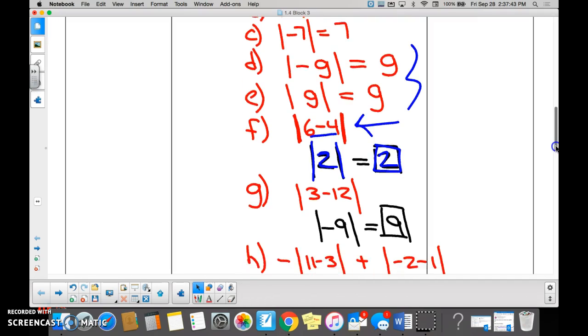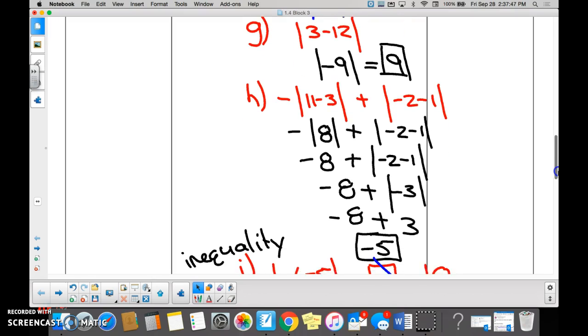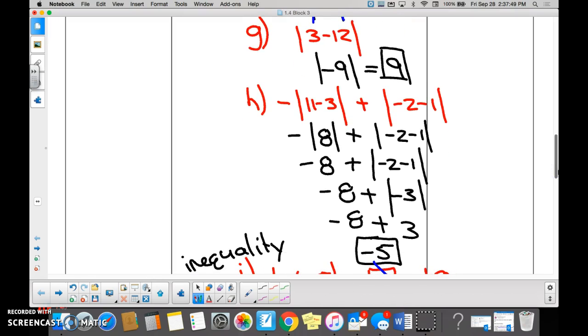Letter G, we did another one. Letter H got tricky. This is where we talked about order of operations, right? Yes. And so what we did is we have absolute value, we have absolute value. There's 2 of them. We treat absolute value like what? Parentheses. Okay, it's parentheses. And so inside the first set of parentheses, we did 11 minus 3 and we got 8.